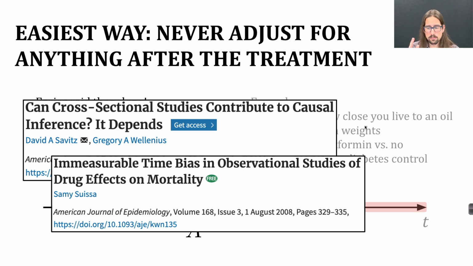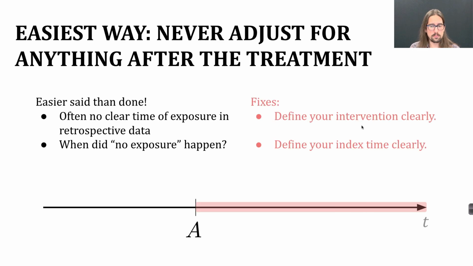So all of this is really thinking about your data, thinking about your question very clearly. So these are the fixes. Here, define your intervention clearly. Here, define your index time clearly. Even if it's not really the way that it's done in the data, at least you can think abstractly and think about how might I improve this experiment for the next time around. Put that in your discussion section or report to whoever your supervisor is. And that will actually help you move forward instead of doing the same dumb thing over and over and over again.